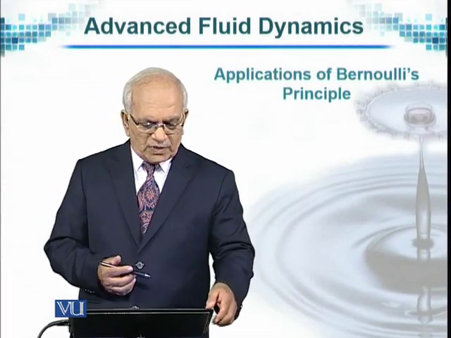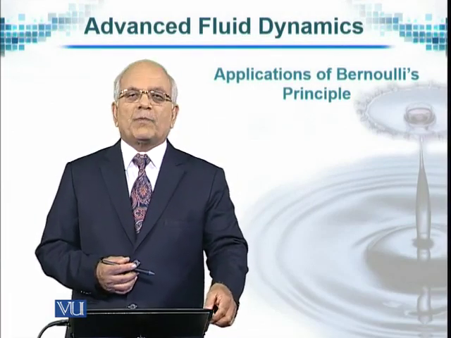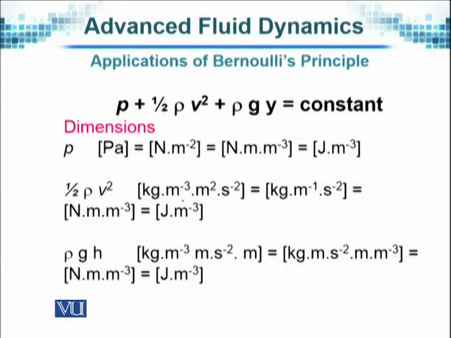We continue with another example in which we apply Bernoulli's equation. Bernoulli's equation, as we know, is P plus half rho V squared plus rho g h. H is the height, or the distance between the two points where the flow field is being observed. Sometimes it is denoted by h, the height, sometimes by y. Still, it reflects the height and it's in the vertical direction. And this has to be constant.